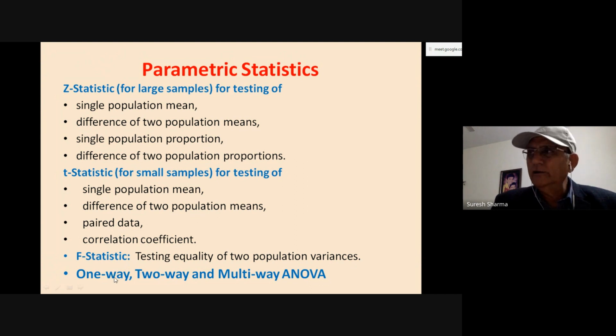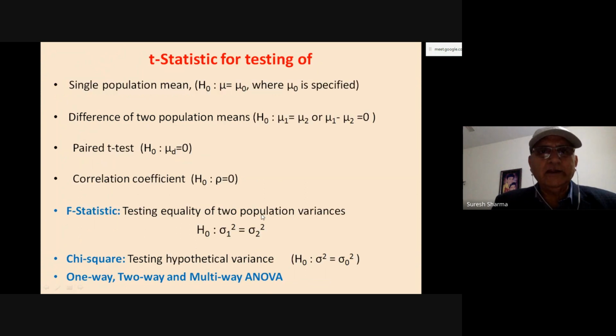Then one-way ANOVA is used because the t-test can compare only up to two groups. Only two groups are compared with the help of the t-test. Suppose I want to compare 3 groups, 4 groups, 5 groups, then I have to go for one-way ANOVA. Then there is two-way ANOVA. Then there is multi-way ANOVA. So all this we will discuss.